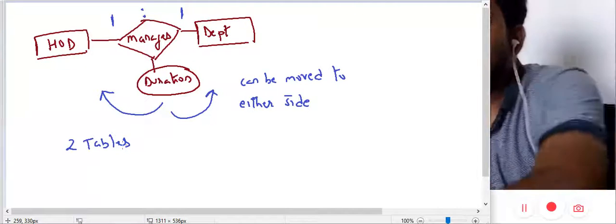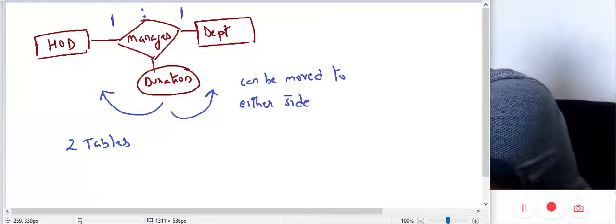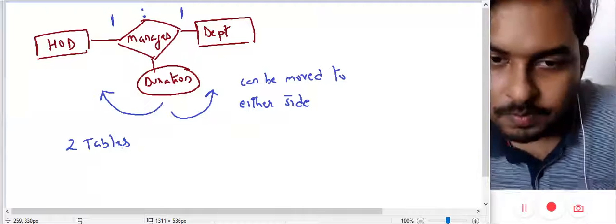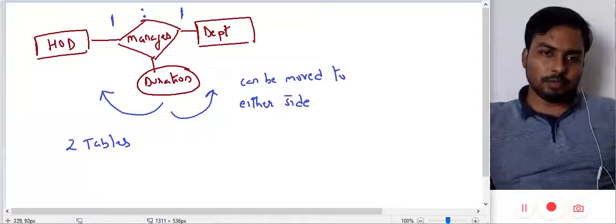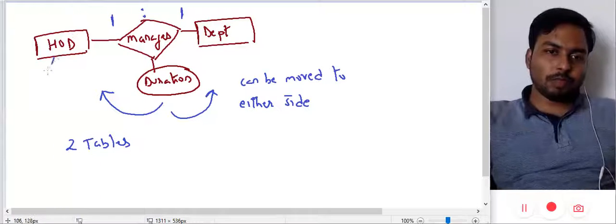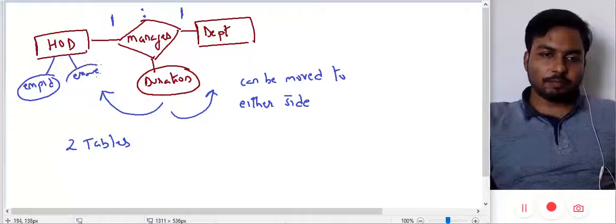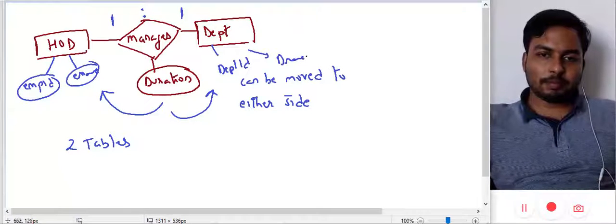Sir, give an example with the help of attributes for this 1:1. Take an example. You just put these columns. You will have employee ID, correct? You will have employee name. You will have department. This will have department ID. This will have department name. Right.